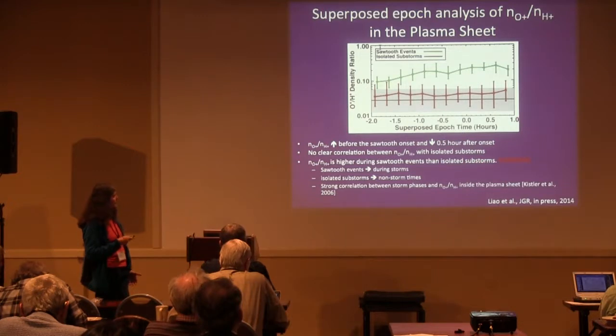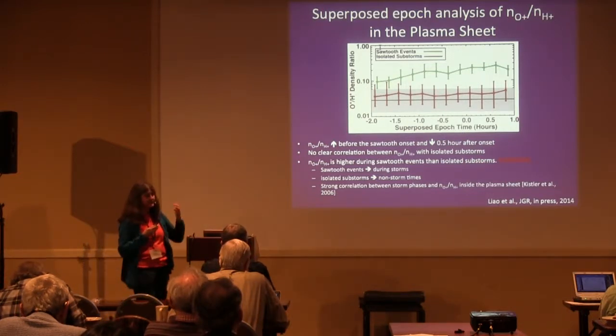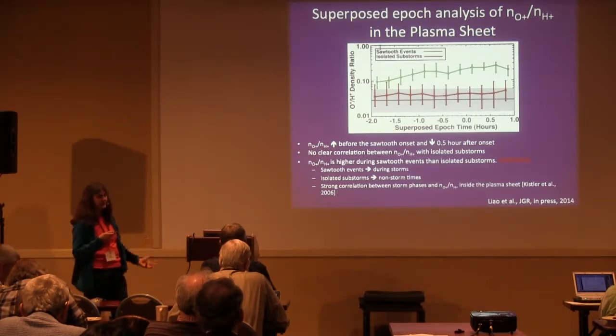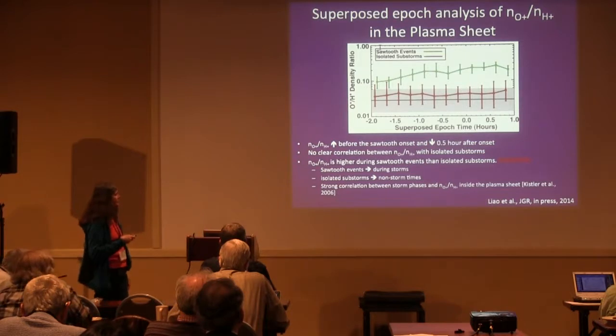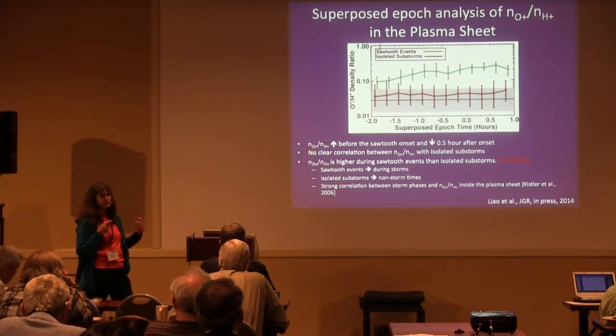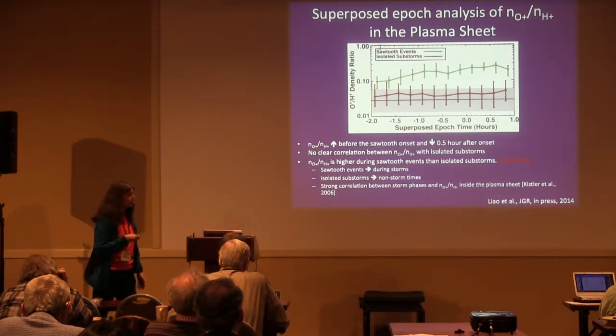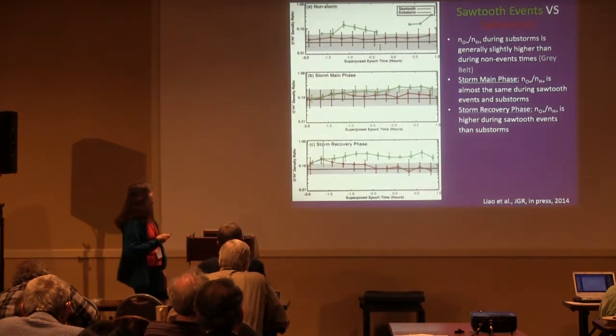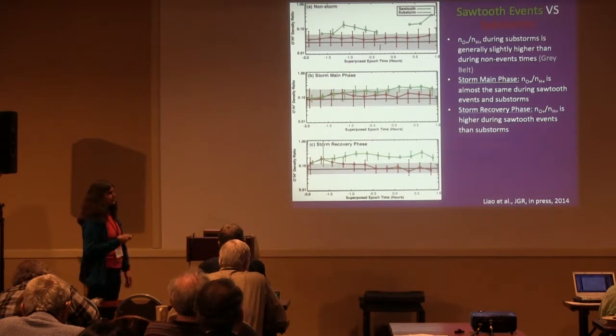But the problem is that, as I said, sawtooth events tend to occur during storms. Isolated substorms can occur at any time, some during storms and some not, but if you take an average of them, they're definitely dominated by non-storm times. And there's definitely a strong correlation between high oxygen and storm times. So it's not clear whether this is actually a storm effect that we're looking at or whether it's a sawtooth event. And so to determine that, we then divided our data by storm phase.